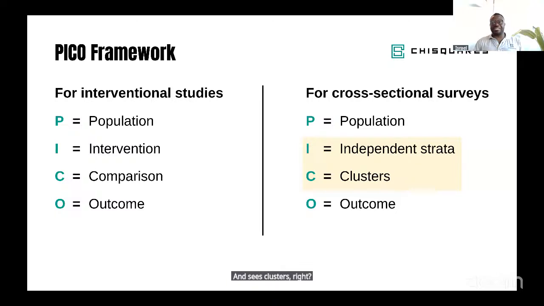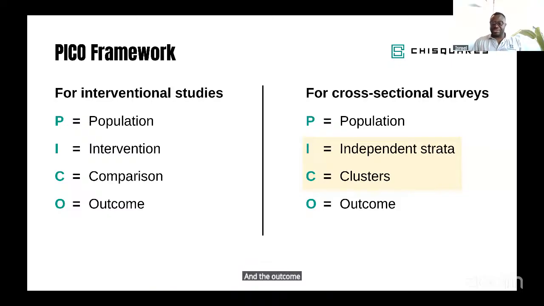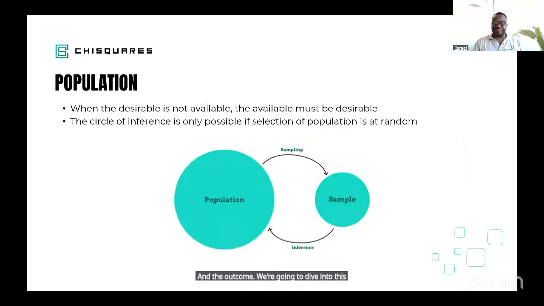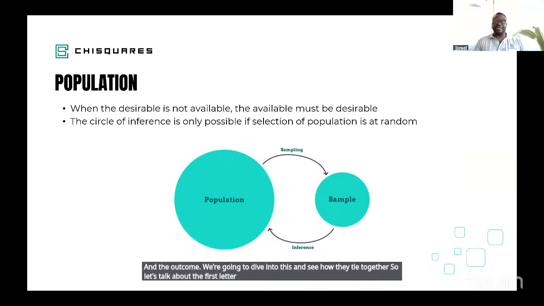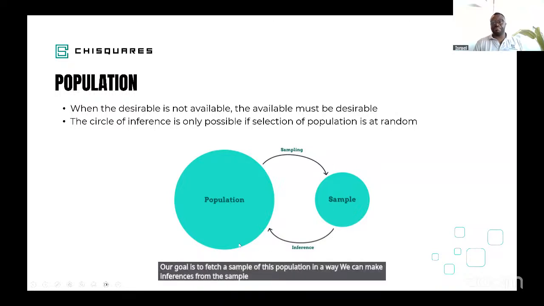So when you're designing a complex survey, there are four things you have to worry about: the population, the independent strata, clusters, and the outcome. We're going to dive into this and see how they tie together. So let's talk about the first letter, which is the P, population. The population here, in this case, represents the target population, right? And our goal is to fetch a sample of this population in a way that we can make inferences from the sample back to the population.